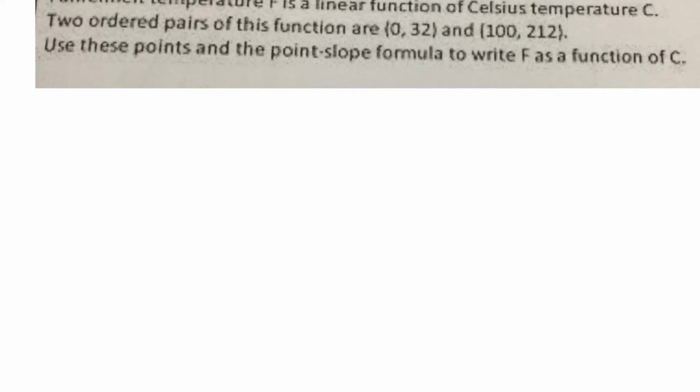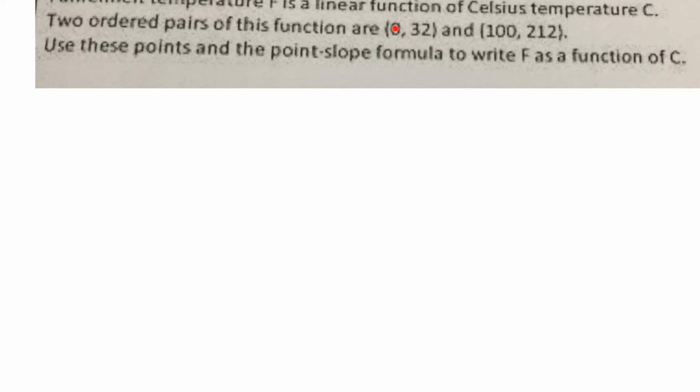Okay. That doesn't really help us much, but that's how you get those points if you weren't given them. What if I told you to make the Fahrenheit and Celsius equation without any points? Those would be the 2 points I would use, because those are the 2 that I know for both. Use these points in the point-slope formula to write F as a function of C.